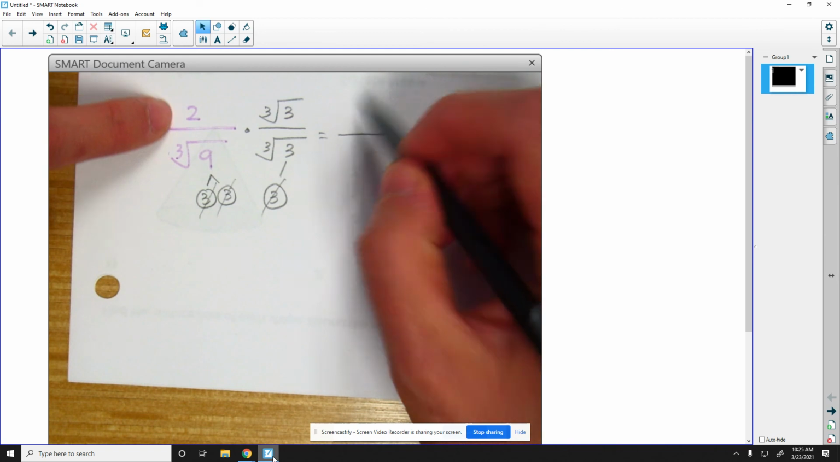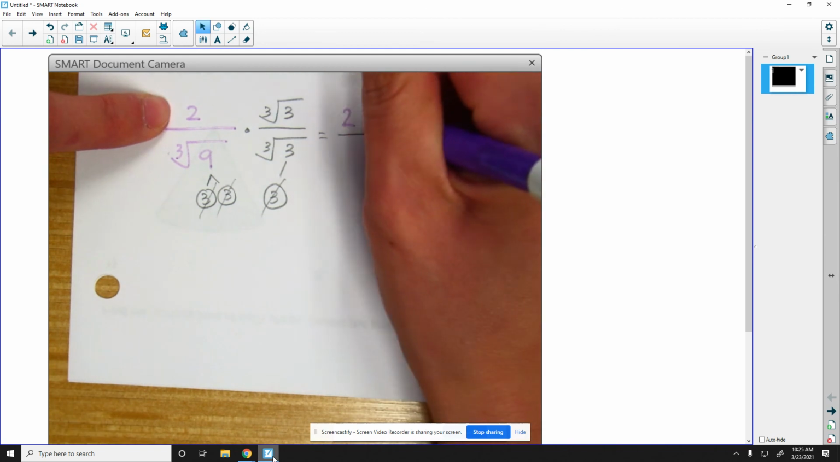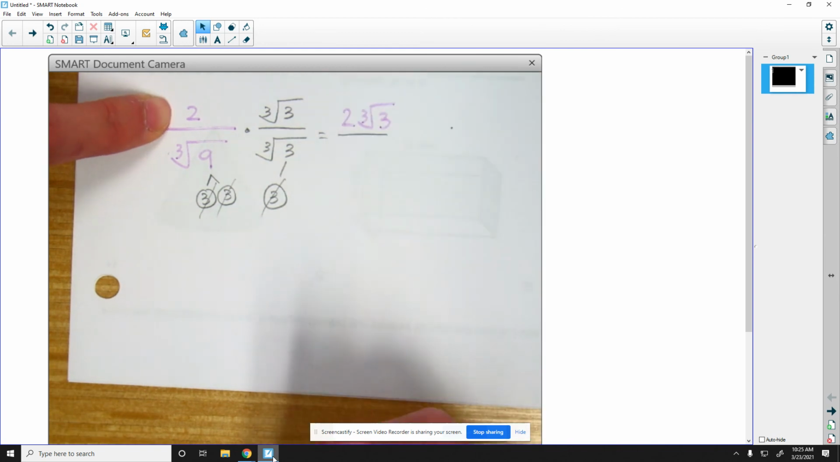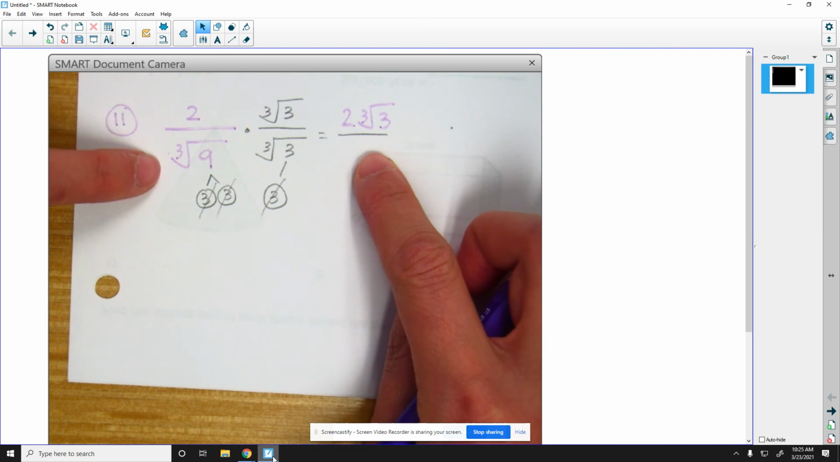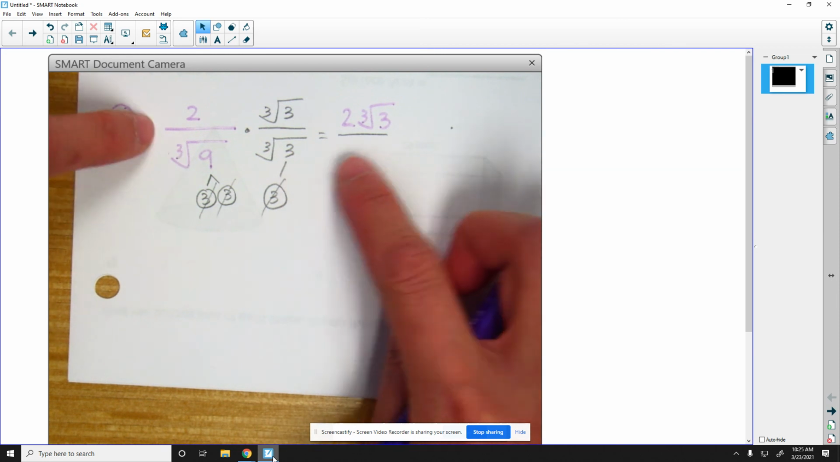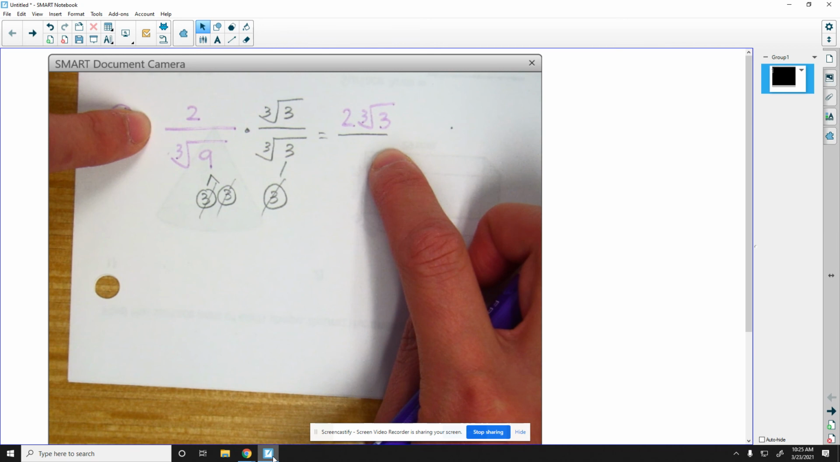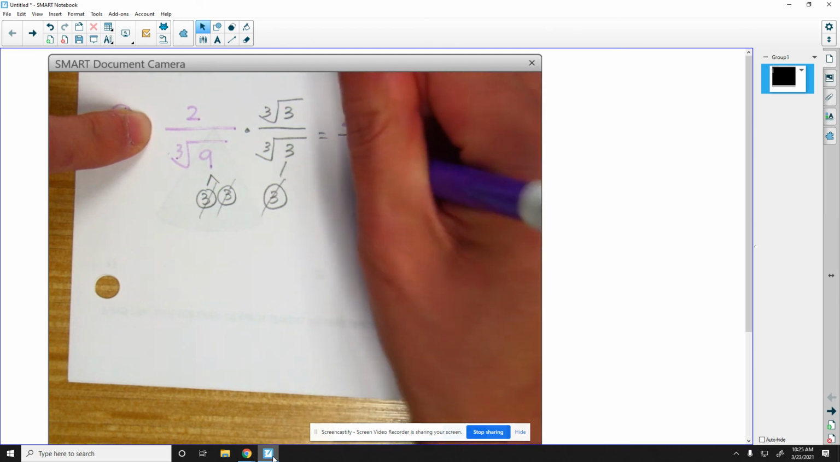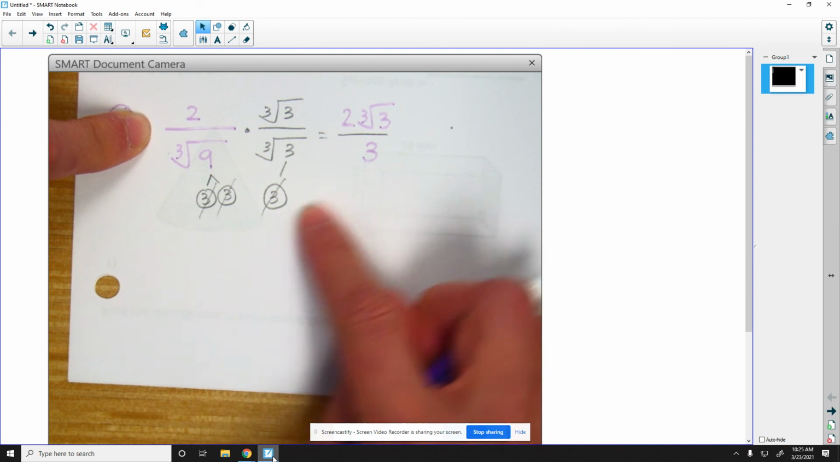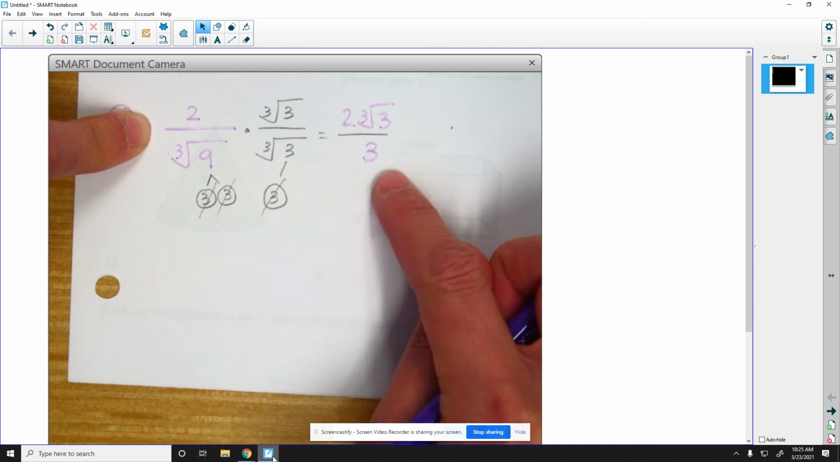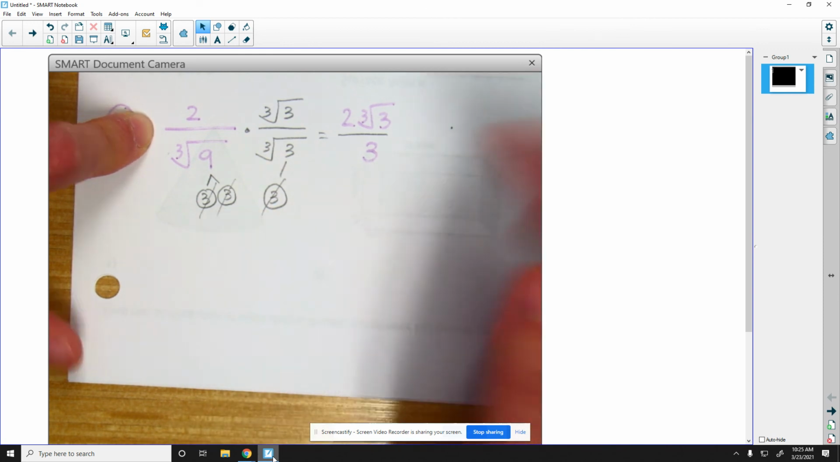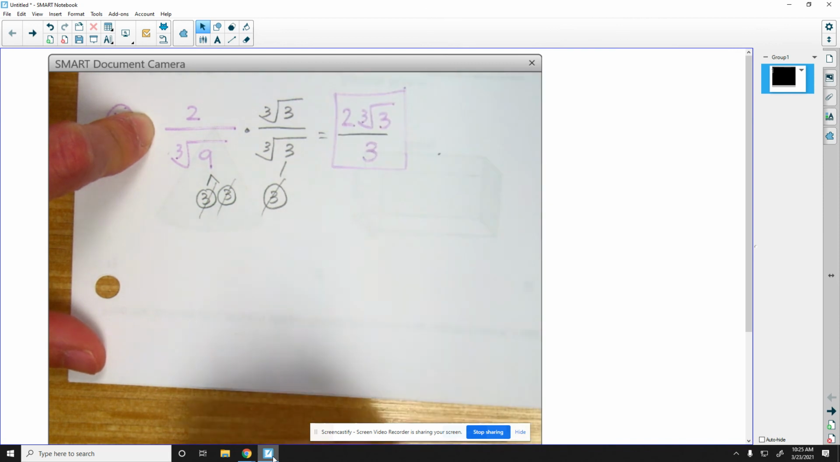So on the top, it's just 2 cube root of 3. And at the bottom, what is the cube root of 9 times the cube root of 3? Just 3, right? Because it was these 3s that I wanted, and that was my group of 3. So you cross out 3, you write it once, and that's your answer, because 2/3 can't simplify.